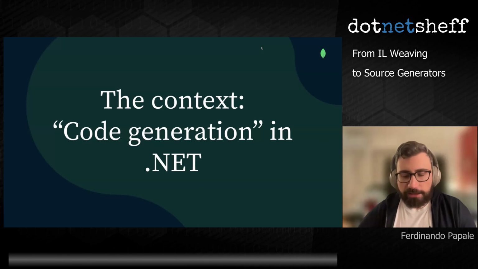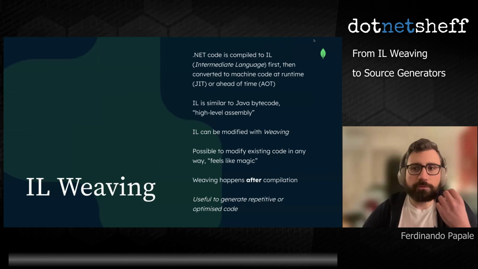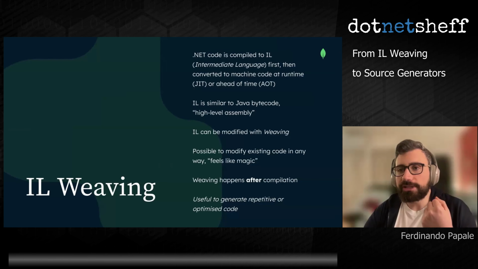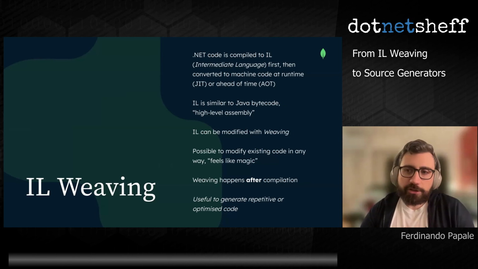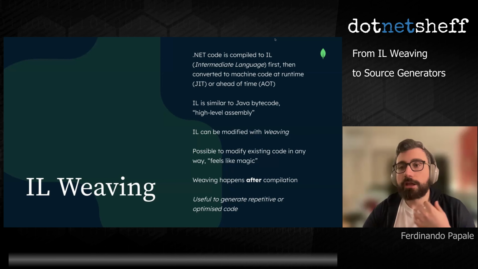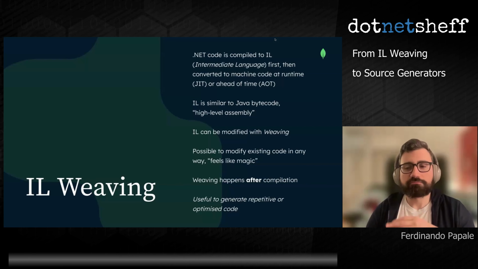But before all of this, I will introduce a little bit what is IL weaving, what are source generators, and what is Realm. Okay. First of all, what is IL weaving? Every time you compile some .NET code, this gets compiled first to something called intermediate language. And then, depending on your configuration, it either gets compiled to machine code at runtime, if you're using JIT, that is probably the most common way of compiling code, or it's compiled to machine code ahead of time if you're using AOT. That is something that is getting pushed more and more recently.